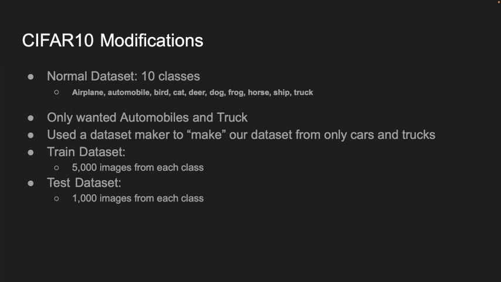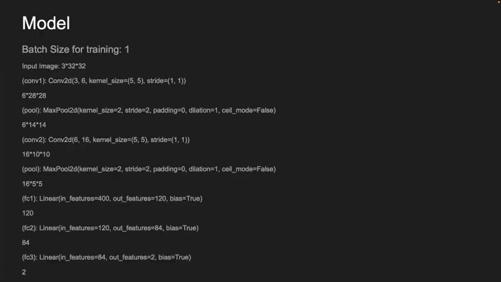So the one thing that we needed to keep in mind was that there are 5,000 images per class, which means that for our training set, we would have 10,000, 5,000 per car and truck, respectively. And for testing, there's 1,000 images from each. So 1,000 images of cars and 1,000 images of trucks.